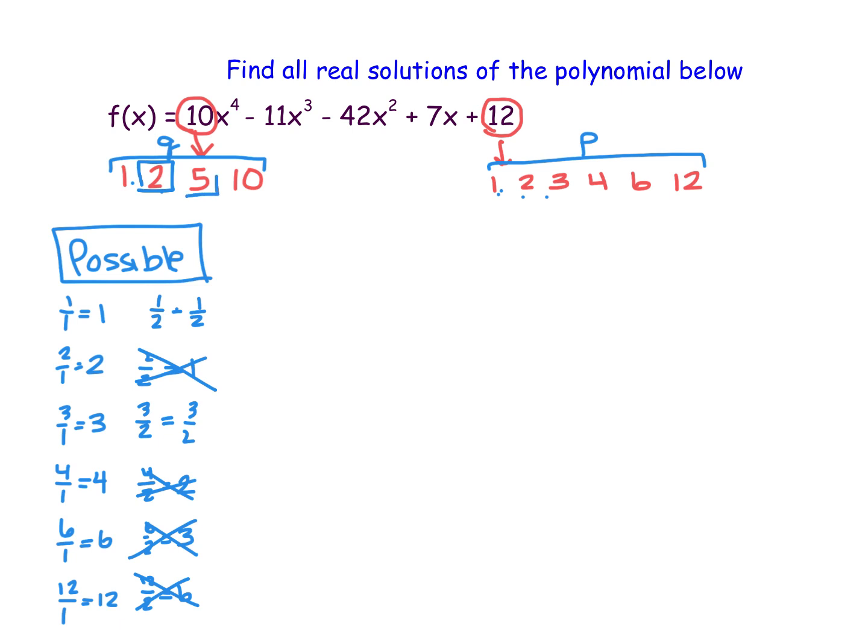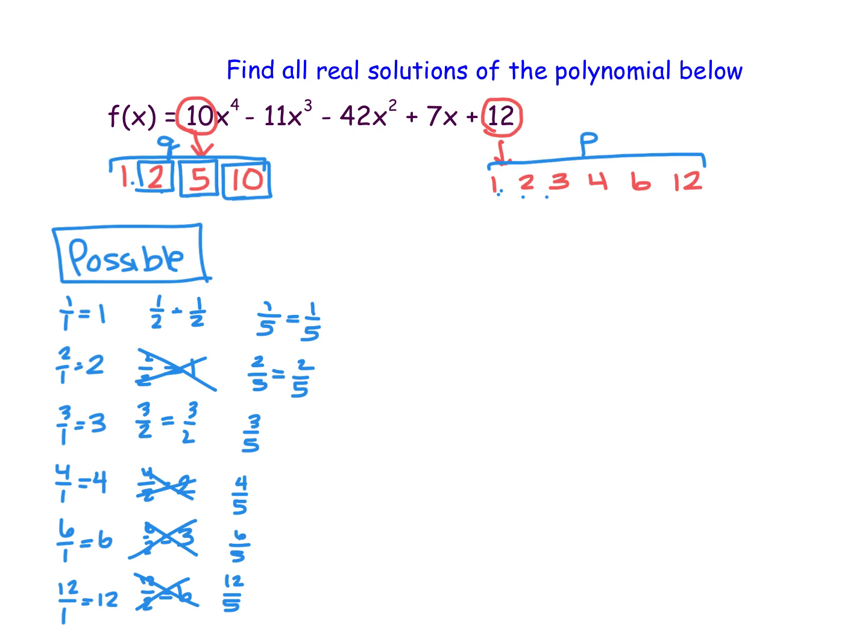Then I move on to the next q value, which is 5. So I take 1 over 5, which doesn't simplify further. Then we have 2 over 5, which also doesn't simplify further. 3 over 5 doesn't simplify further either. Neither does 4 over 5, 6 over 5, or 12 over 5. So none of those simplify further. They're just left as the fractions that they are.